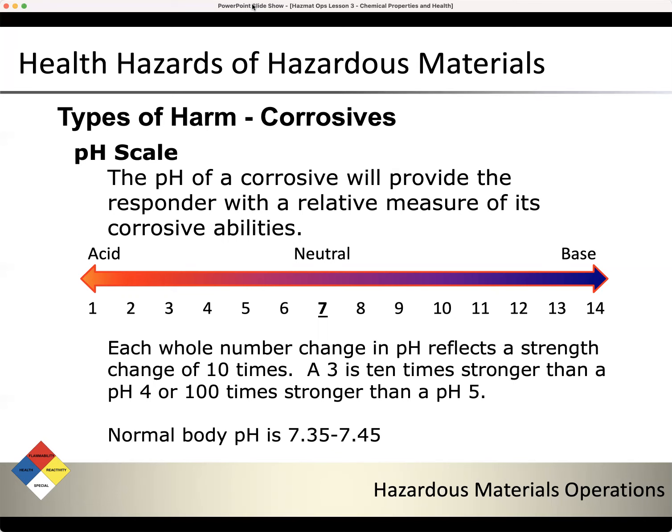Keep in mind, each whole number change in pH, so from a 7 to an 8, reflects a strength change of 10 times. A pH of 3 is 10 times stronger than a pH of 4, or 100 times stronger than a pH of 5. Okay? It's not linear. It's not just doubled or whatever. It's logarithmic, which means it gets worse really fast. Normal body pH is 7.35 to 7.45. Just to give you an idea, that means our blood is normally slightly basic.